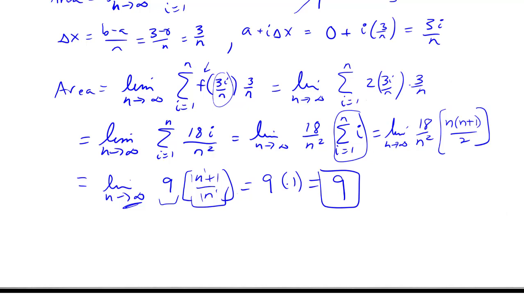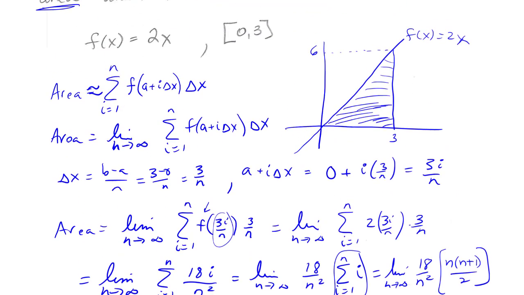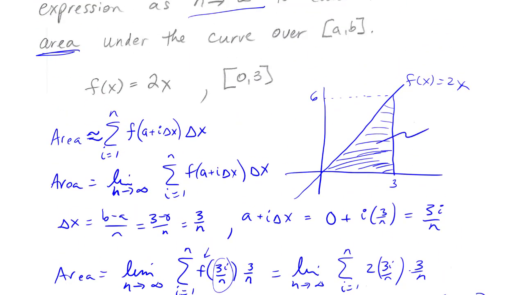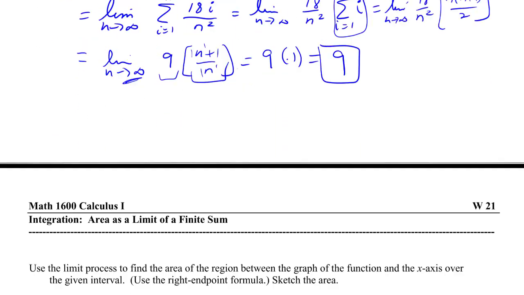So I'm saying that the exact area of that region is 9. Now that shouldn't be that surprising. Look at this. This is a triangle, with base 3 and height of 6. So its area by geometry would be 1/2 base times height, or in other words, 1/2 times 3 times 6, 1/2 of 18 is 9. Just convincing us that, hey, it seemed to work out.